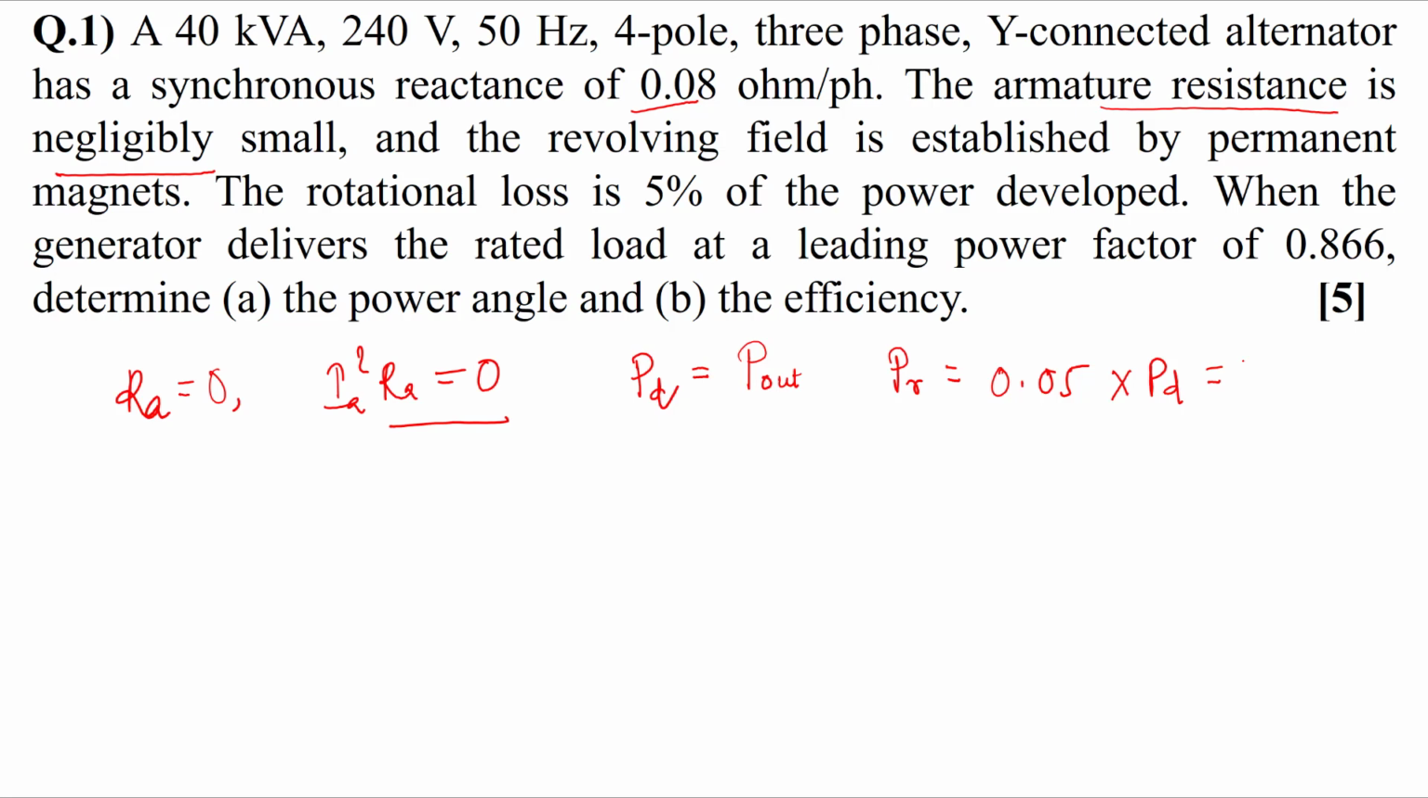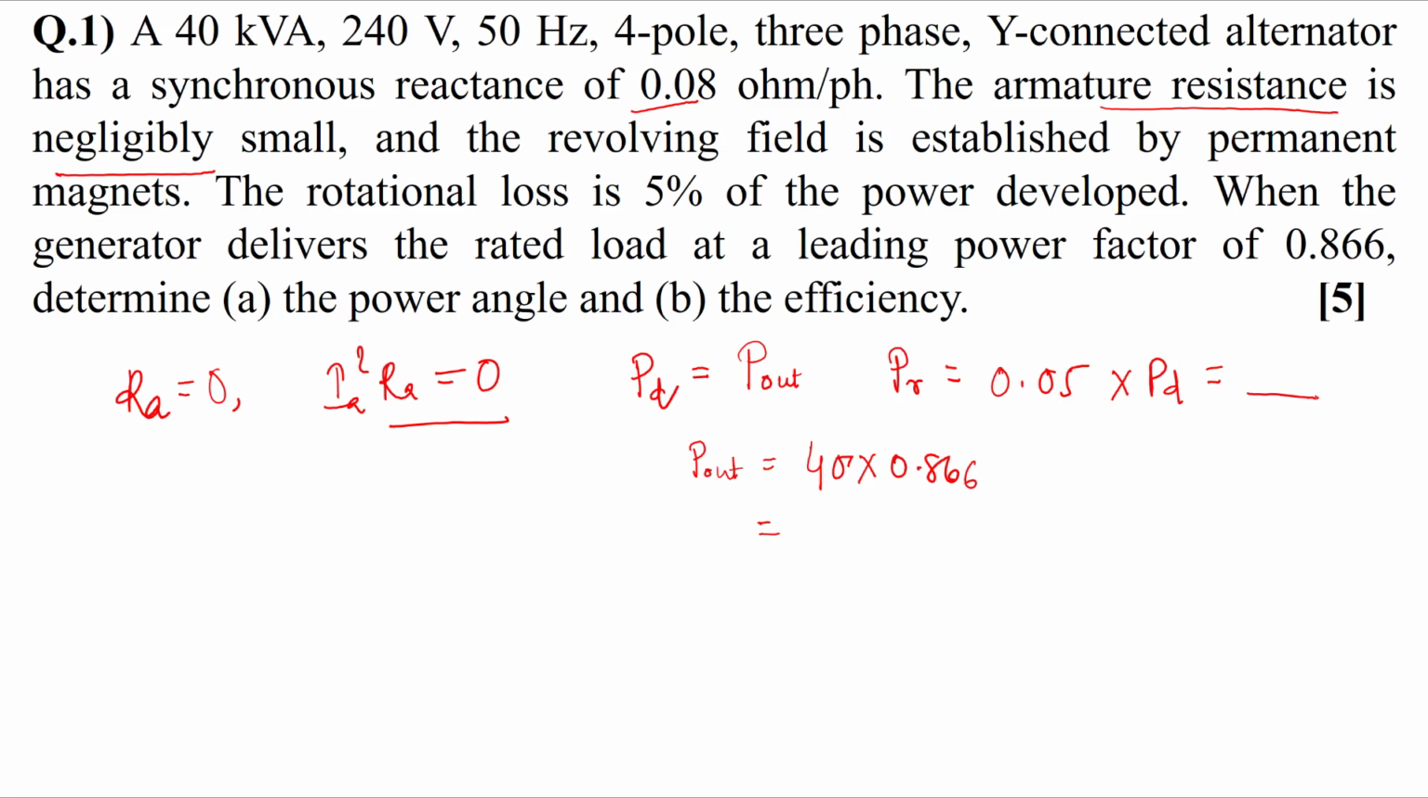So P out is how much? Can anybody tell? How much is P out? 40 kVA is the output power. It is the apparent power, right? Real power is 40 into cos theta, right? That is, the power factor is given 0.866. So whatever it will come, you can write it. And then PR will be 0.05 into P out. That is equal to PD, so you can write here also PR, right?